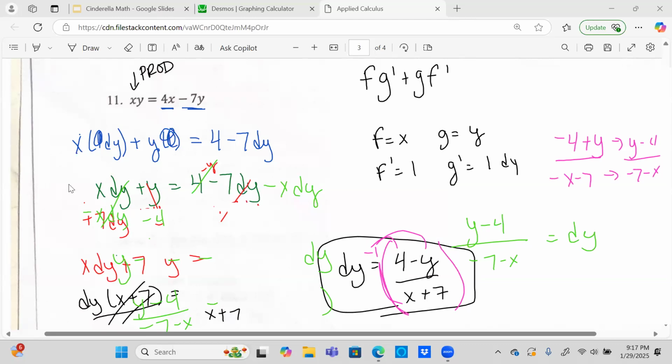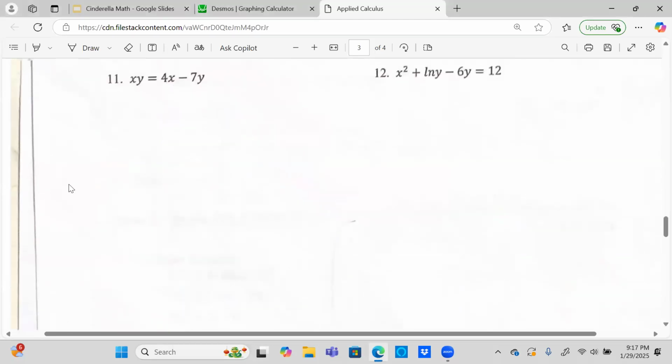Okay. All right, now number 12, we do not have product rule on this one. So just straight up derivative of x squared is 2x plus the derivative of natural log is 1 over whatever you're taking the natural log of, so y, times the derivative of that bottom, so derivative of y is dy, and then derivative of negative 6y would just be negative 6 with respect to y. Keep your equals. Derivative of any constant is 0.